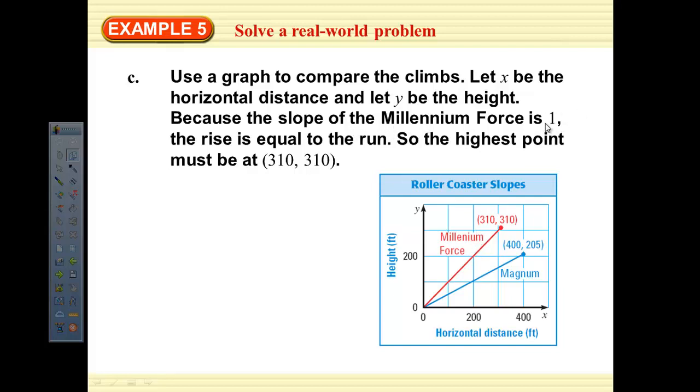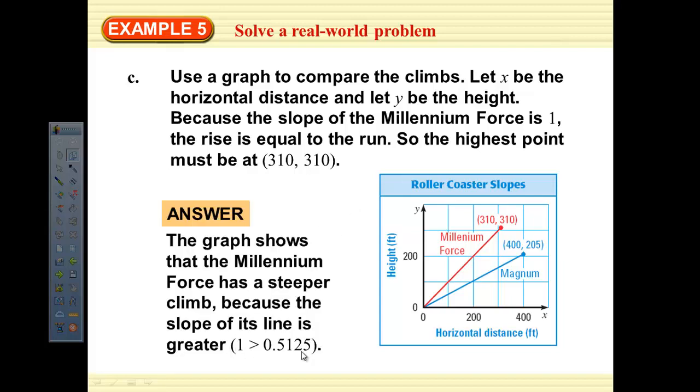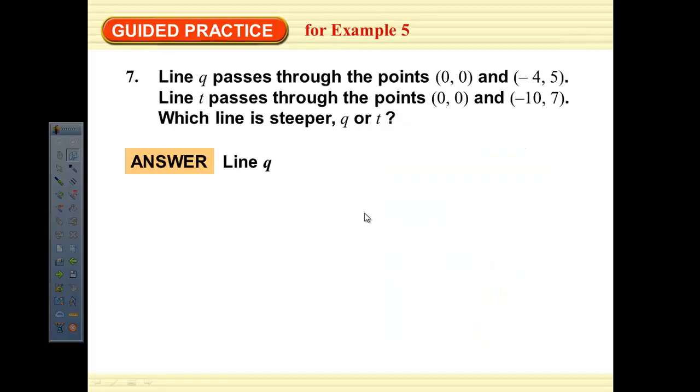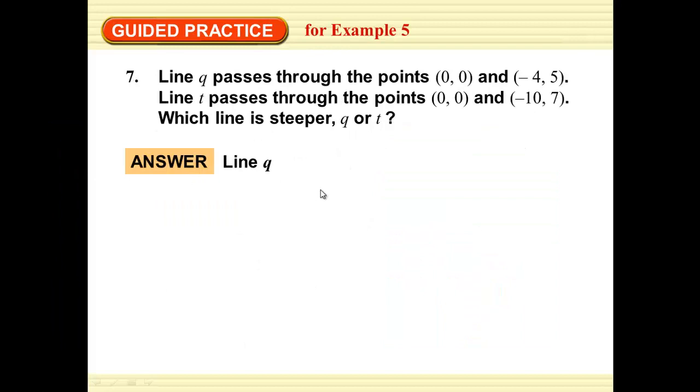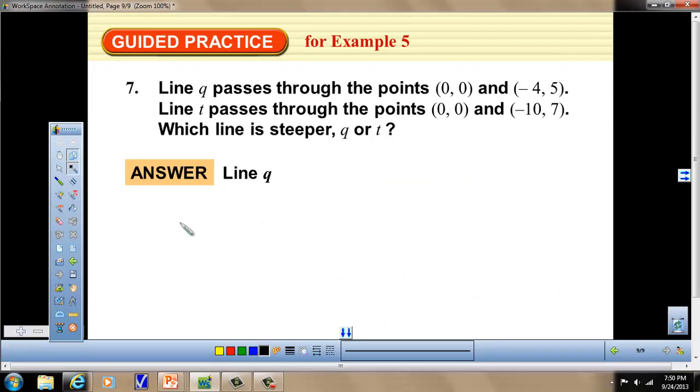So the slope of the Millennium Force is more because it's 1 as opposed to the 0.5125. So 1 is greater than 0.5125. The Millennium Force has the steeper climb. And we're going to do this again. The answer is already there, but I'm going to do this real quick.